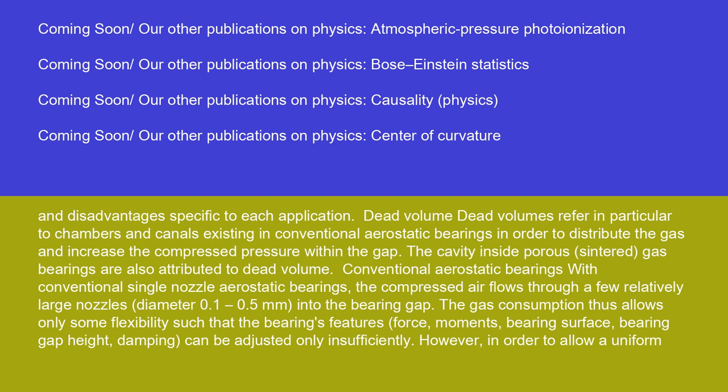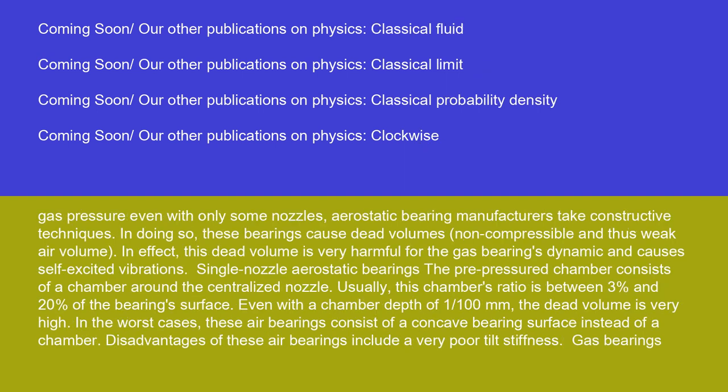Conventional aerostatic bearings with conventional single-nozzle: the compressed air flows through a few relatively large nozzles, diameter 0.1 to 0.5 millimeters, into the bearing gap. The gas consumption thus allows only some flexibility, such that the bearing's features, force, moments, bearing surface, bearing gap height, and damping can be adjusted only insufficiently. However, in order to allow a uniform gas pressure, even with only some nozzles, aerostatic bearing manufacturers take constructive techniques. In doing so, these bearings cause dead volumes, non-compressible, and thus weak air volume. In effect, this dead volume is very harmful for the gas bearing's dynamics and causes self-excited vibrations.